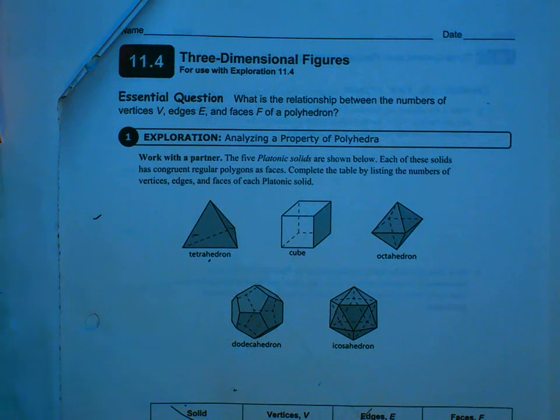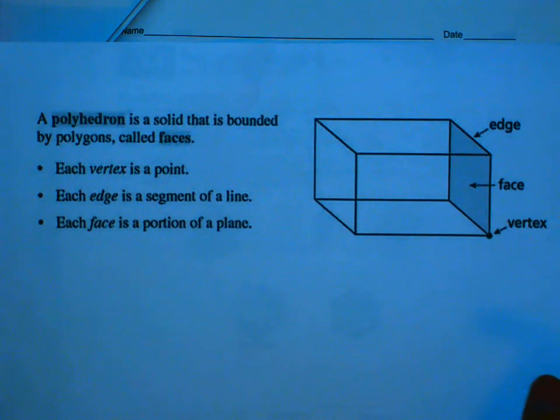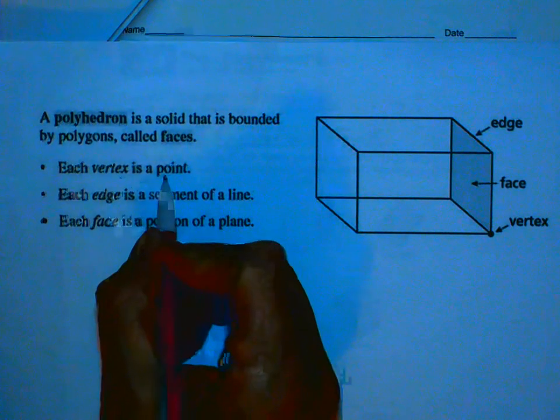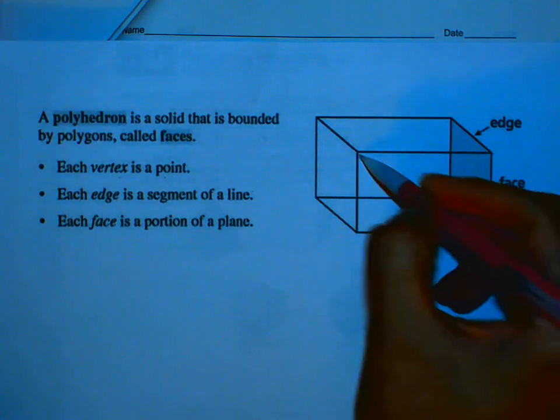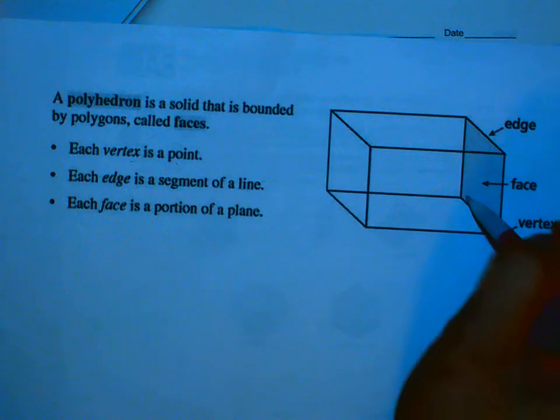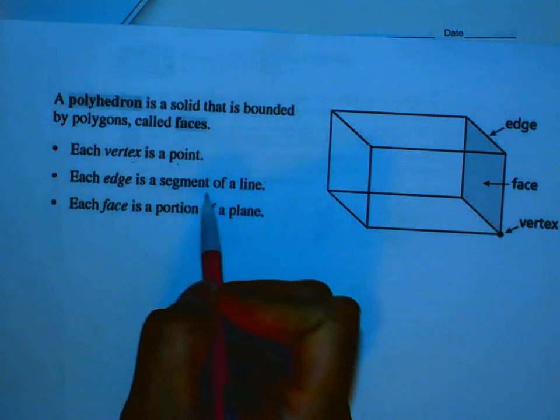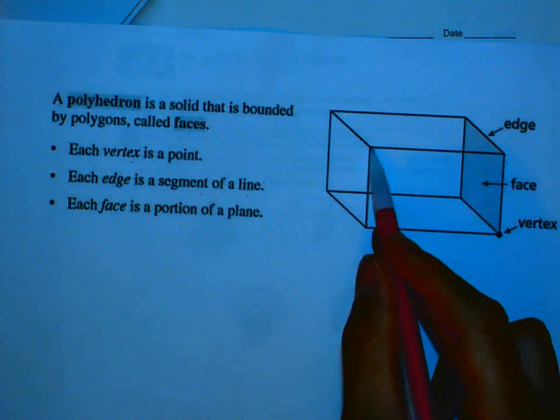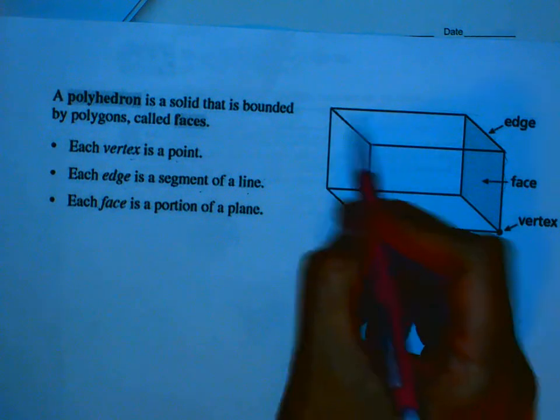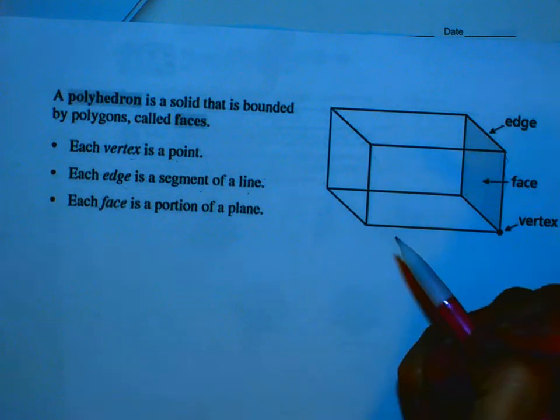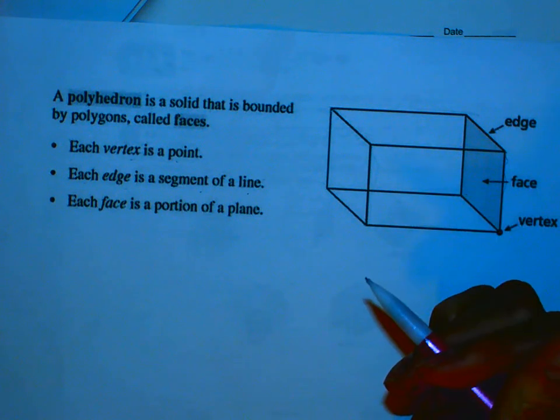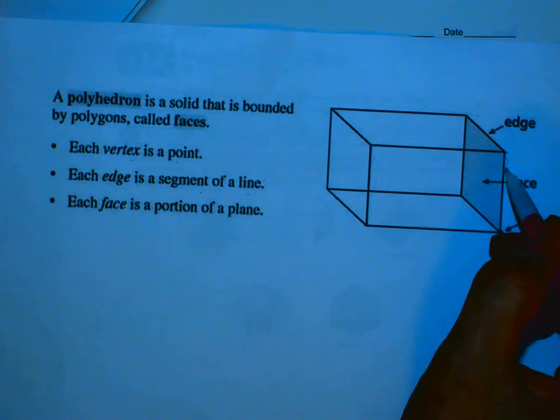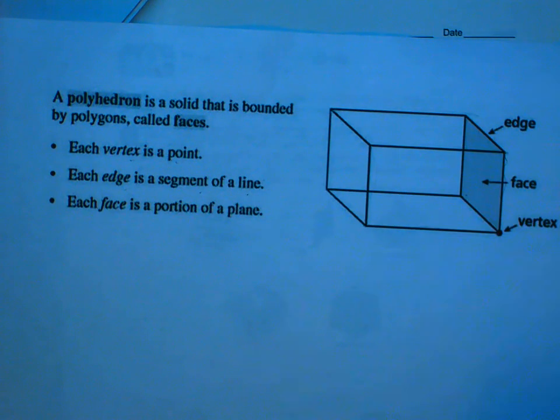Now, what is a polyhedron? A polyhedron is a solid that is bounded by polygons called faces. Each vertex is a point, so all of these are considered to be vertices. Each edge is a segment of a line that joins two vertices. An edge, edge, edge. Pretty much it's all the lengths here. Now each face is a portion of a plane. So anytime you have a flat surface, that is considered a plane.